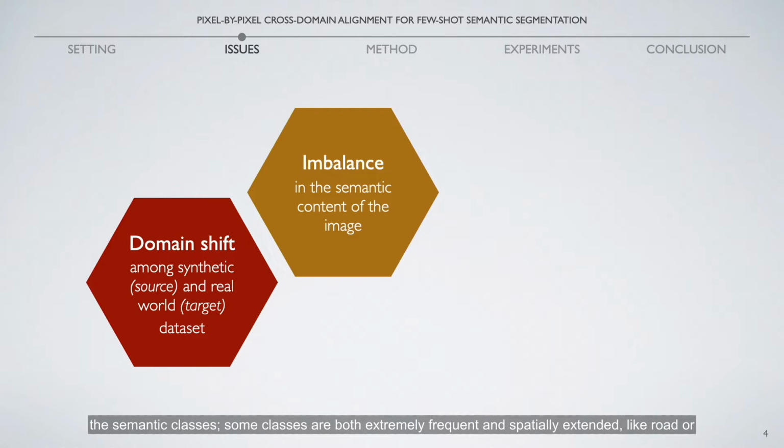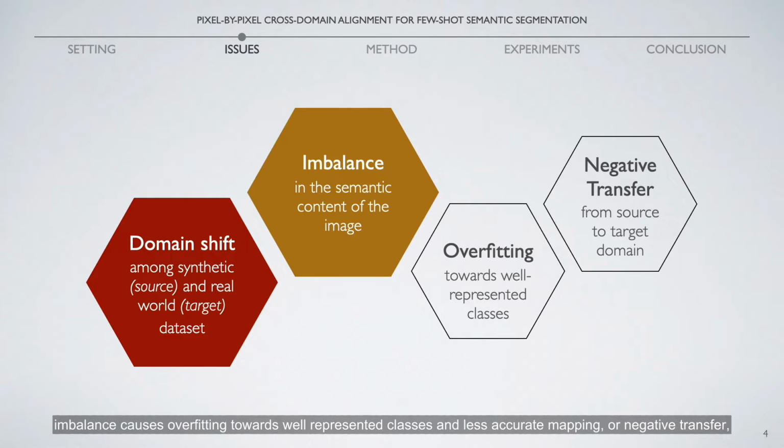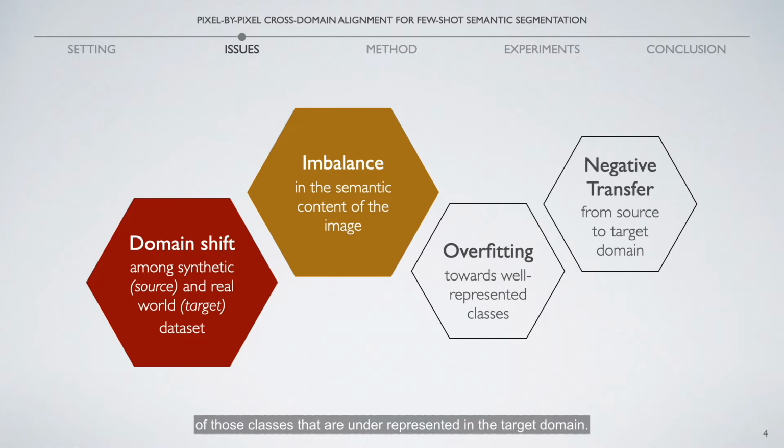Some classes are both extremely frequent and spatially extended, like road or sky, while others may appear seldom and be small in size, like traffic sign. This imbalance causes overfitting towards well-represented classes and less accurate mapping, or negative transfer, of those classes that are underrepresented in the target domain.